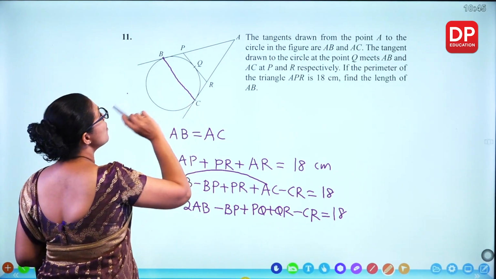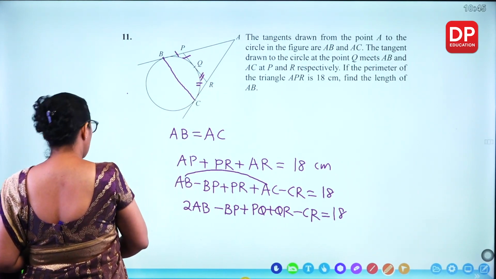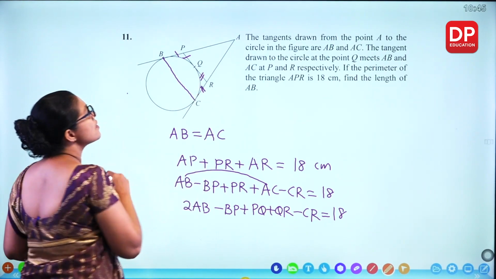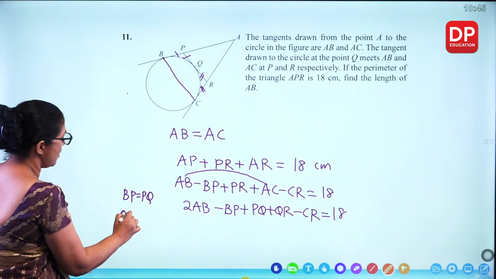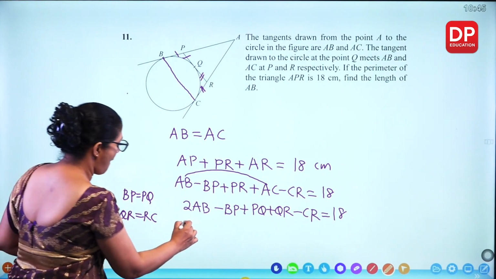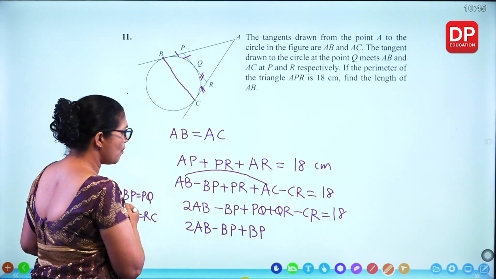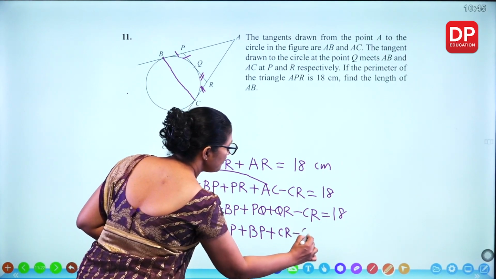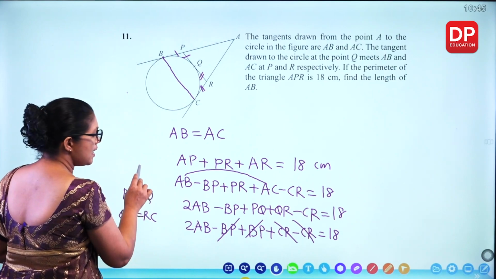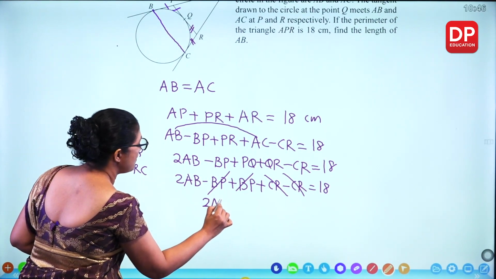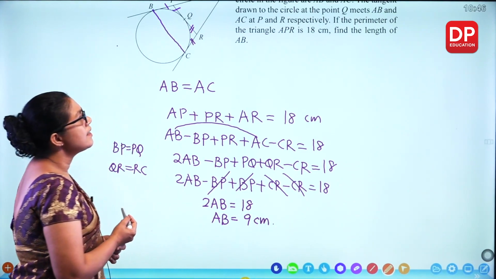Now, according to the tangents, these are equal. This length is equal to this one, and this one is equal to this one. So, BP equals PQ, QR equals RC. So I can write PQ as BP, and QR I can write as CR. Now what happens? CR gets cancelled out, BP gets cancelled out. 2AB equals 18. So what's the AB length? 18 divided by 2, that's 9 centimeters.